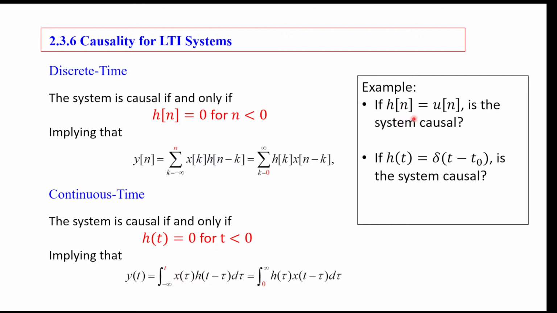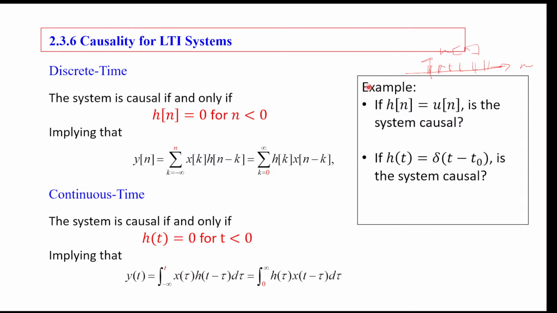Okay, I think it's one to one. And indeed this system is causal. The answer is yes. I think this is pretty straightforward. The only hard part is you need to remember what u of n looks like. It's a unit step function, and it's causal because the non-zero part only happens when n is greater than or equal to 0. It's 0 when n is less than 0.